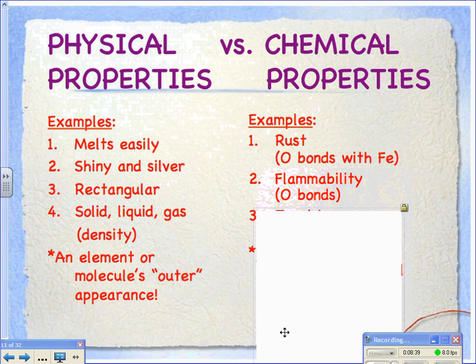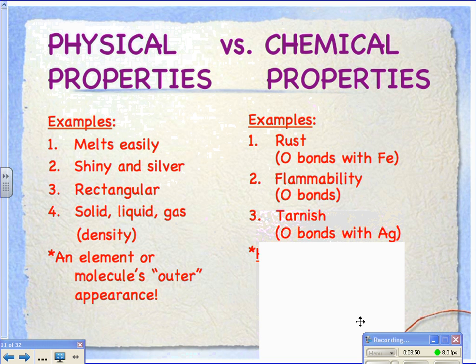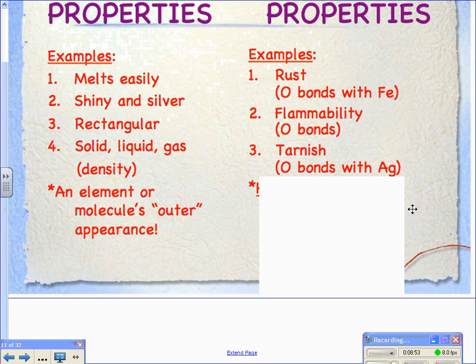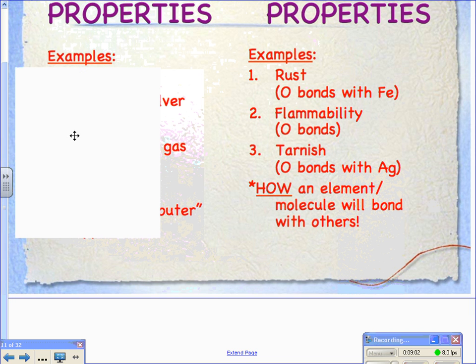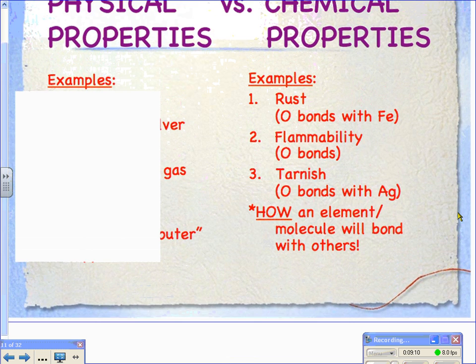Flammability. Oxygen is everywhere, and oxygen is the main ingredient in lots of different chemical properties and chemical reactions on our planet. Tarnish, here we are again, oxygen. Oxygen bonds with silver. Ag is silver, and so then it gets kind of that dull look to it. How an element or a molecule will bond with others is what a chemical property is all about.